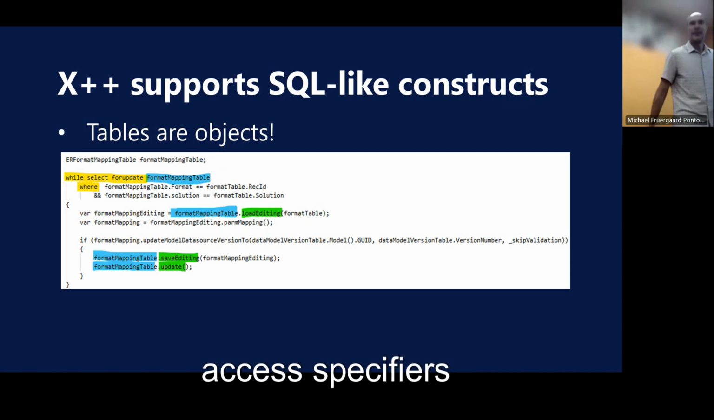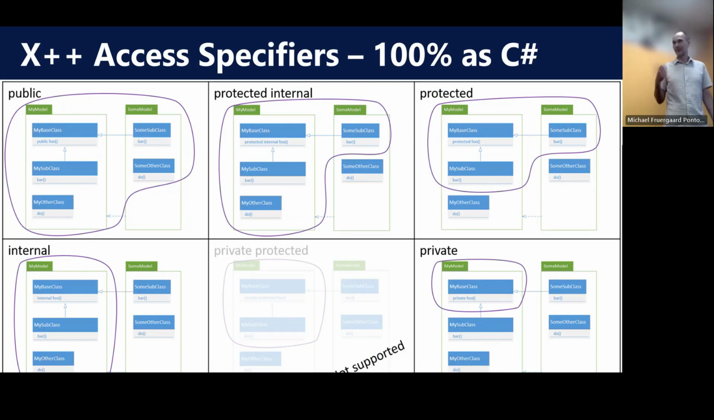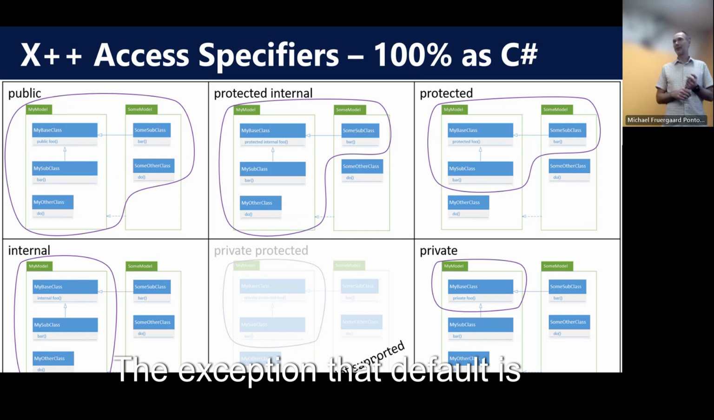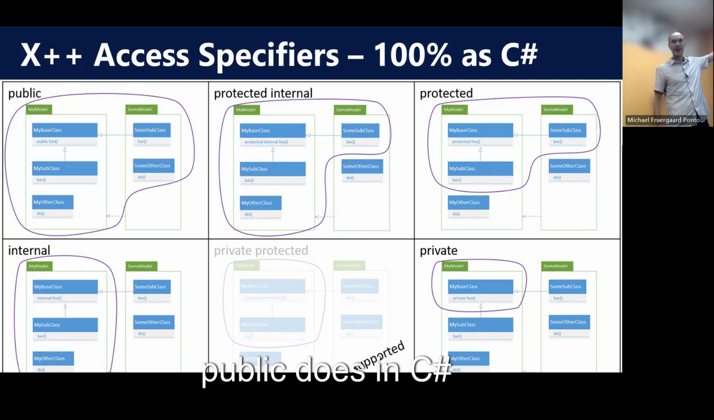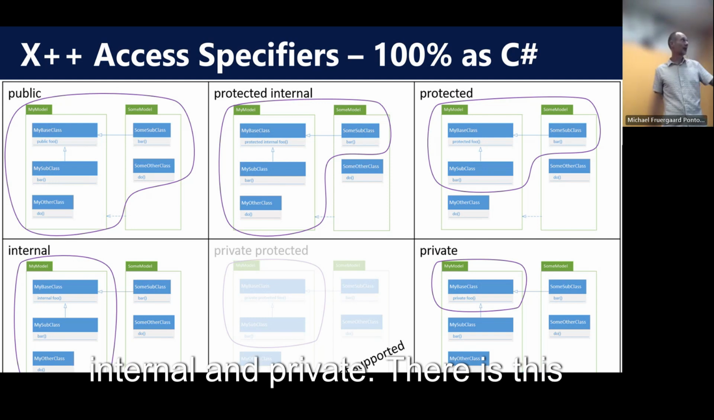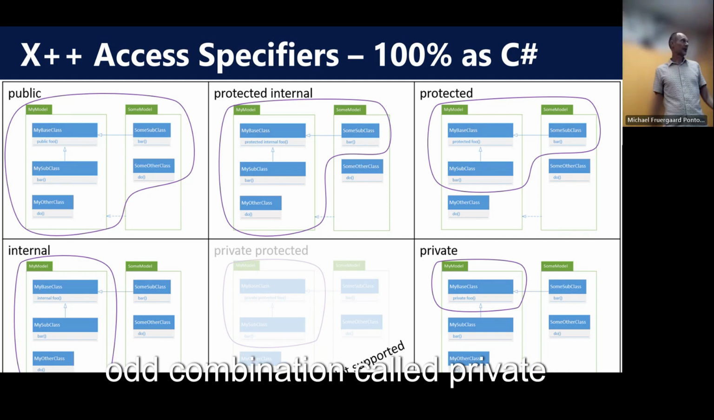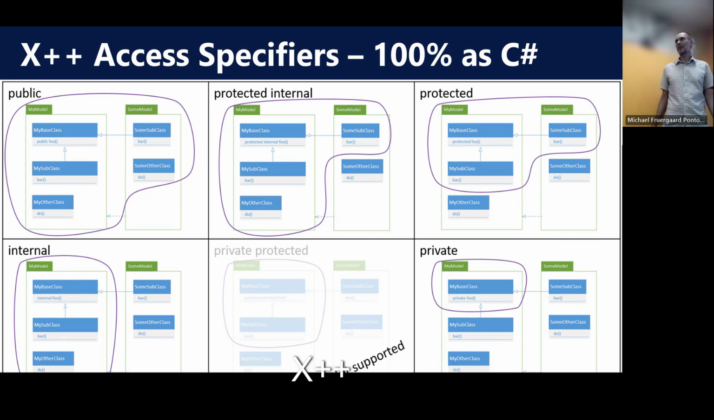Okay. Access specifiers work exactly like in C#, with the exception that the default is public. Otherwise, public means what public does in C#. Protected internal means the same, as does private. There's this odd combination called private protected that you have in C#. We do not have that one in X++, but otherwise it works exactly like you would expect.